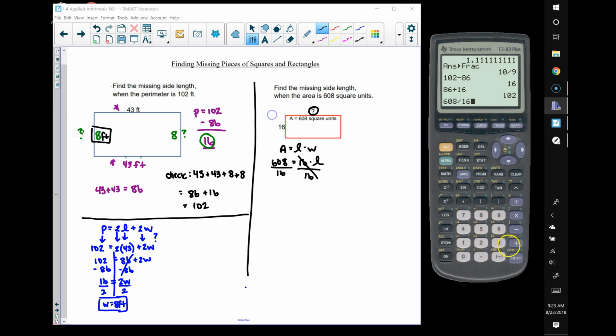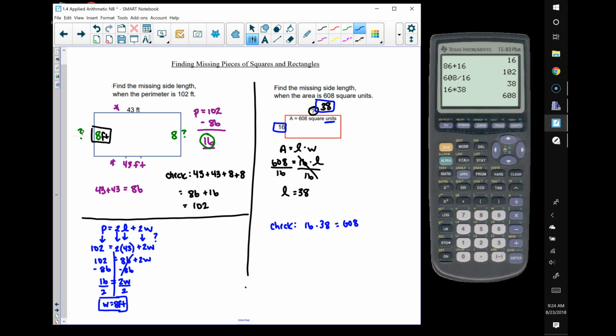608 divided by 16 gives me 38. Now test this, okay? If I truly think that this is 38, how would I test it? Well, I'd take my 38, I'd take my 16, and I'm going to check to see if it's correct by multiplying them and see if I get 608. So 16 times 38 is 608. So I know that my answer is going to be 38 square units. Now, units just means like a unit of something. And we're going to talk about that in a second with the next example.